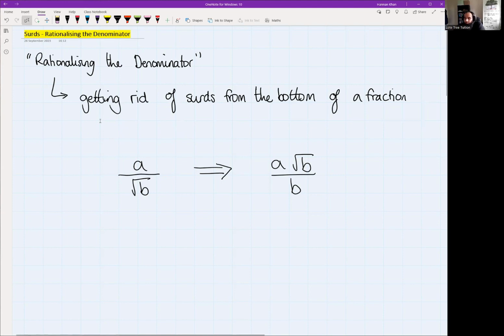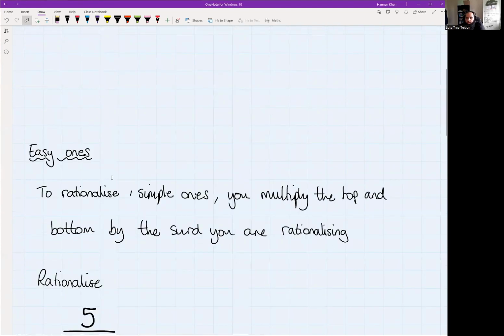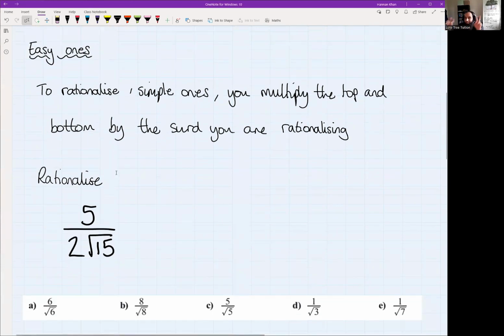So there are two different types of examples that you'll face. These are the ones we call the easy ones, okay? Easy, but they're still sort of grade 7, so I'll put inverted commas there. To rationalize simple ones, you multiply the top and the bottom by the surd you are rationalizing. In this example, it says rationalize 5 over 2 root 15. The surd in this question is root 15, so we are going to multiply the top and bottom by root 15.